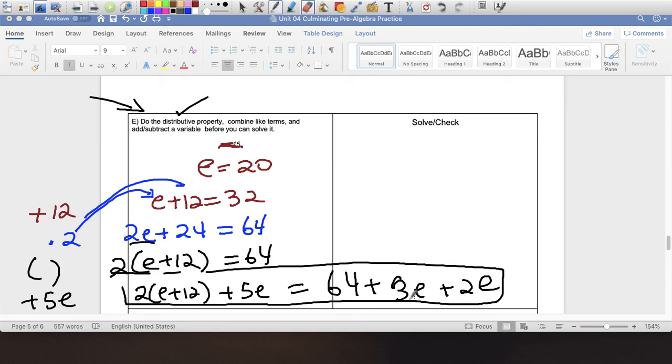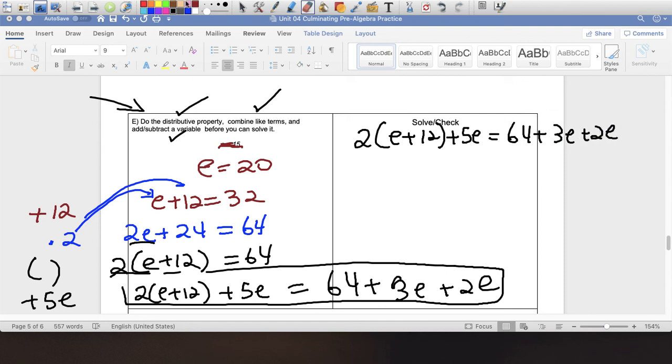Alright, so again, I added 5E on the left side, and on the right side isn't 3E plus 2E 5, so I just broke it up into 2 parts. So do I have everything? Do I have combine like terms? Do I have add or subtract a variable before I can solve it? Well, let's write the whole equation out. So I get 2E plus 12 plus 5E equals 64 plus 3E plus 2E.